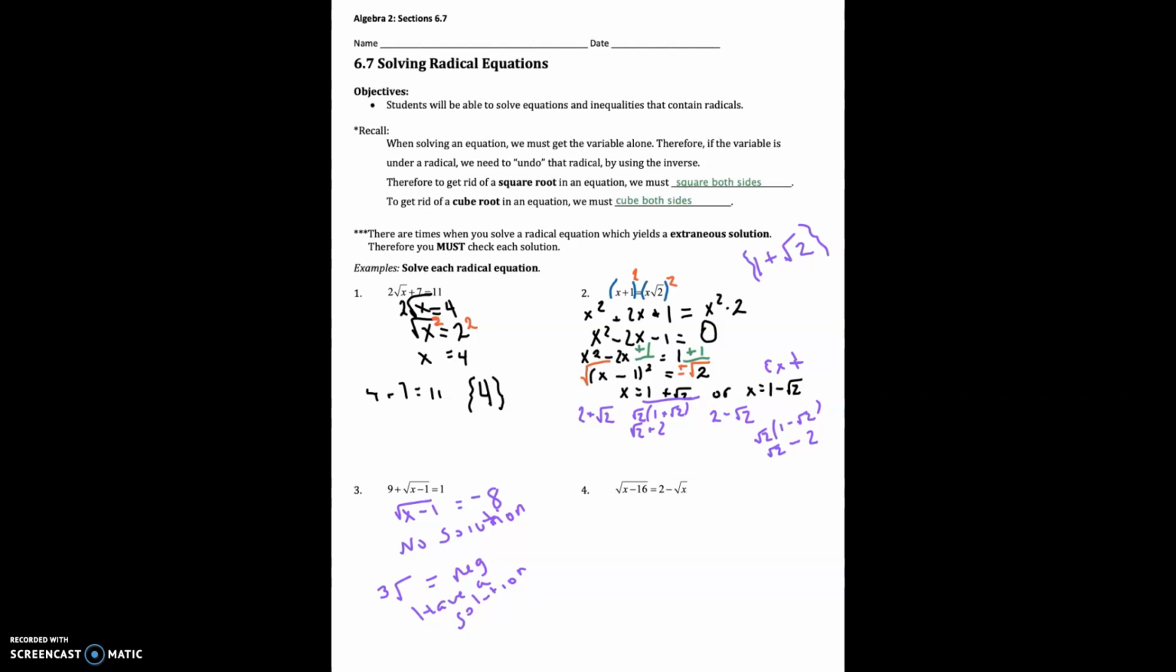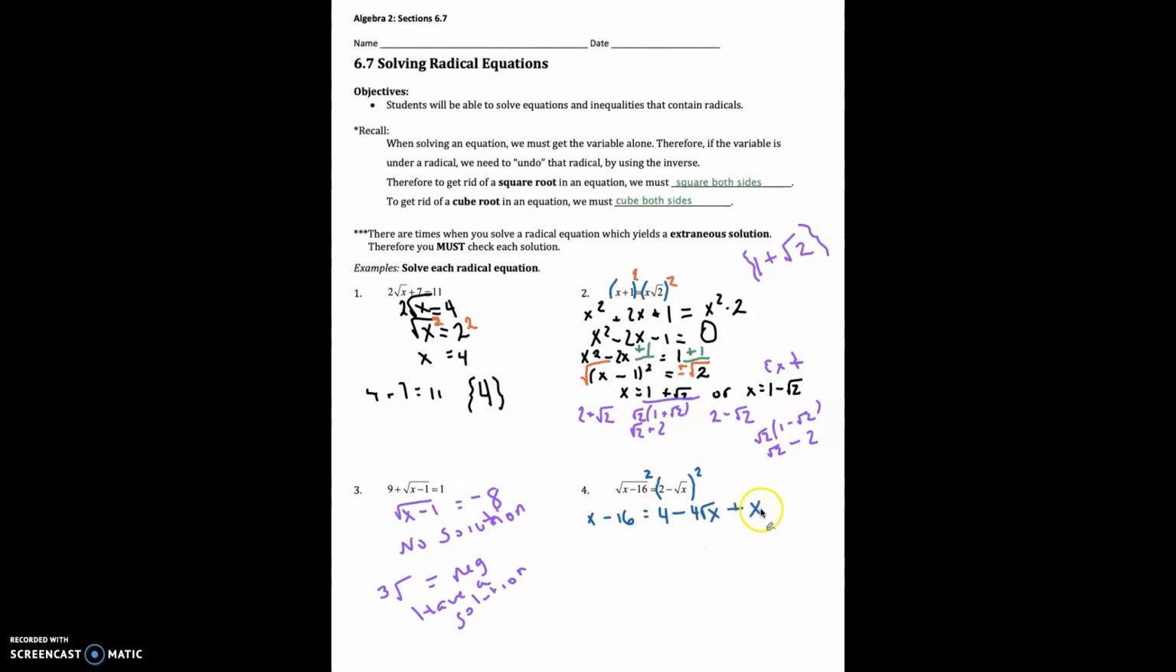So the last one here, problem 4. When you square both sides here, you want to make sure you put parentheses around that expression. So we'll square both sides, and that will leave us with x minus 16 equals 4 minus 4 root x, and then plus square root of x squared is just x.